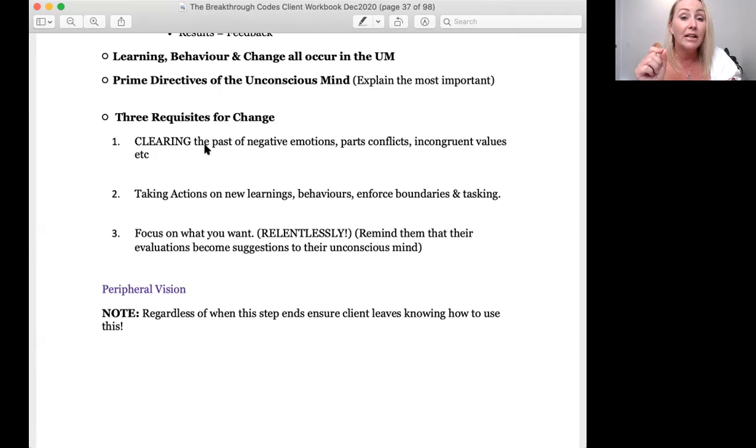So they need to develop new behaviors, healthy boundaries, take actions on learnings, behaviors, enforcing boundaries, tasking. They need to focus on what they want relentlessly. Remind them of their evaluations become suggestions to their unconscious mind, right? This is important, highlighting the hours that you're spending with them versus the amount of time that you are not with them. The responsibility is on them. All those hours that you're not there, only this part you're with them, and they will get it. Okay?